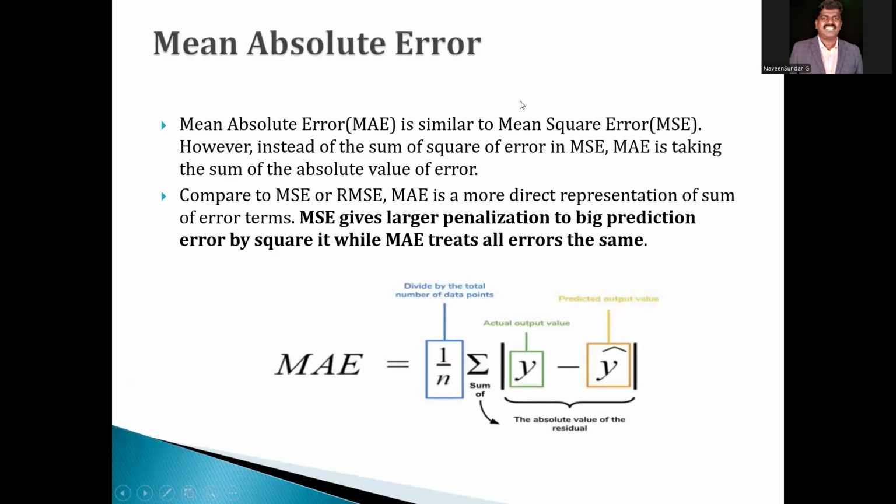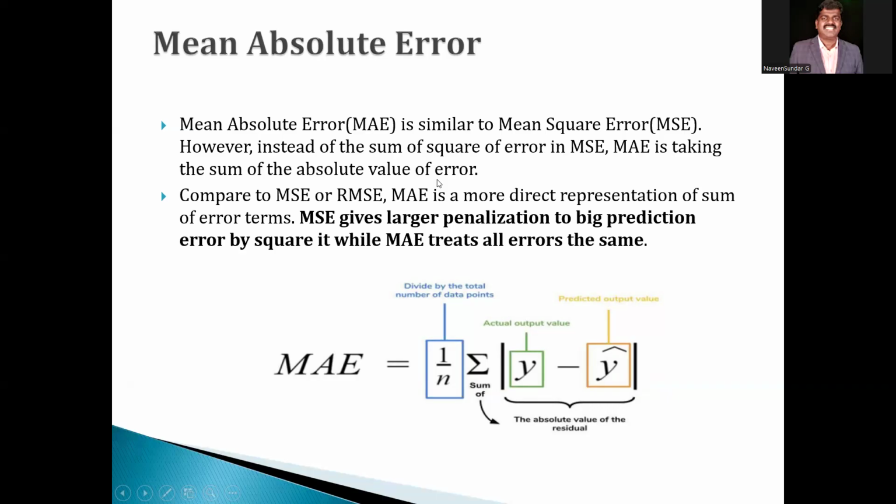Coming to the next, the mean absolute error. Here also y minus y cap or y cap minus y, it doesn't matter. We put an absolute value, so it will give only the positive value of it, divided by n. Again, we have no square or square root here, only the absolute value. That is the mean absolute error.